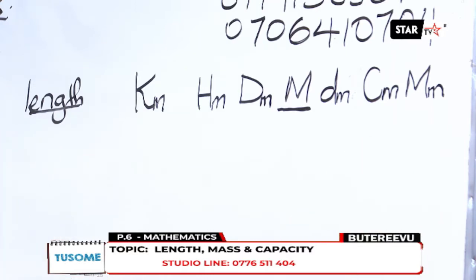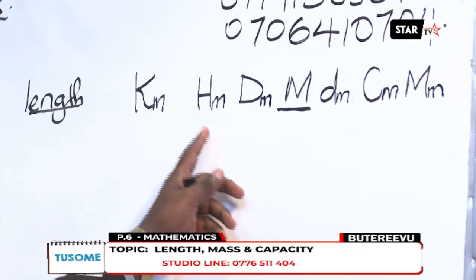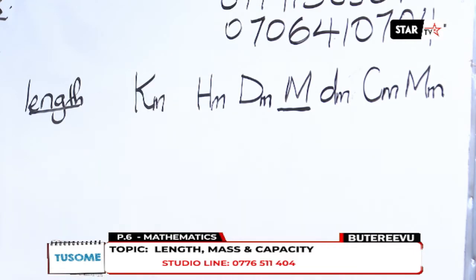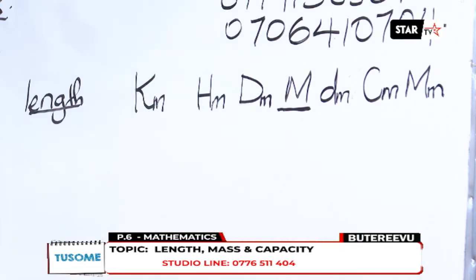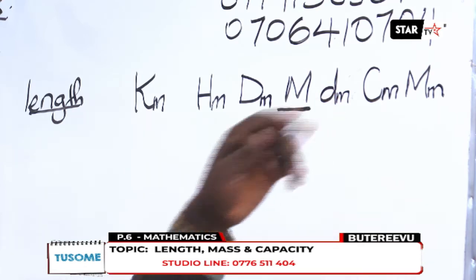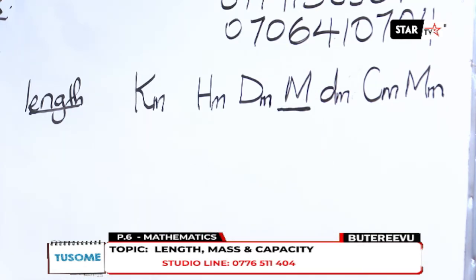So meaning, if I'm dealing with capacity and these are liters, guess out what will be other metric units. There will be kiloliter, then hectoliter, then decaliter, then where I have M, it will change automatically to liters. Then the rest of this side will be deciliter, then centiliter, then finally milliliter.